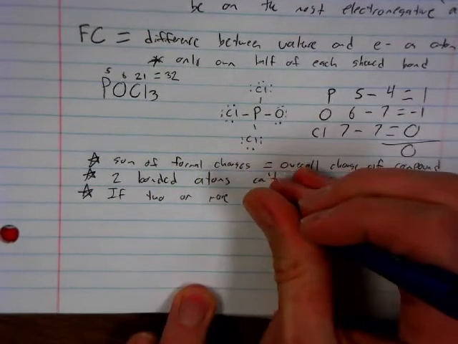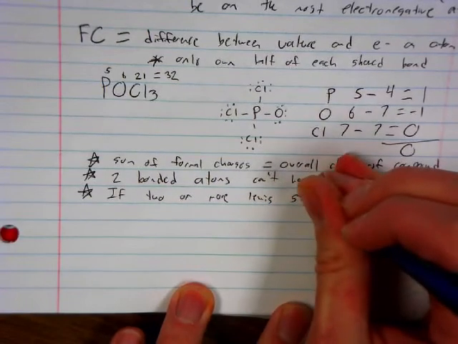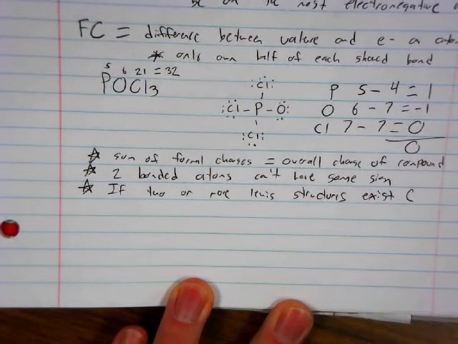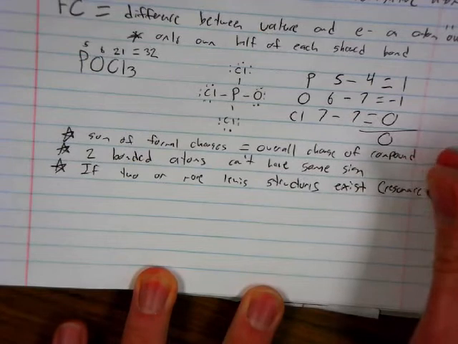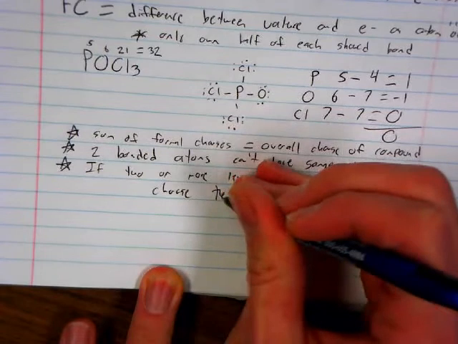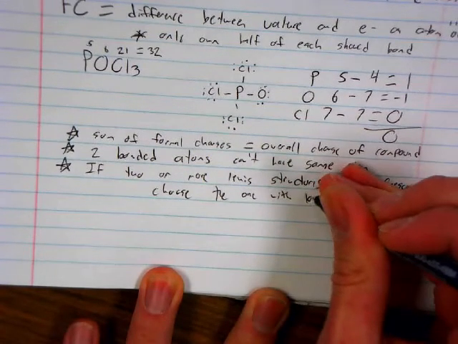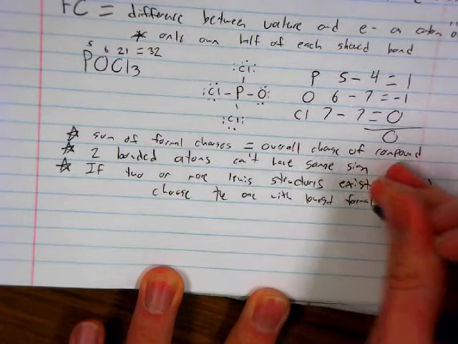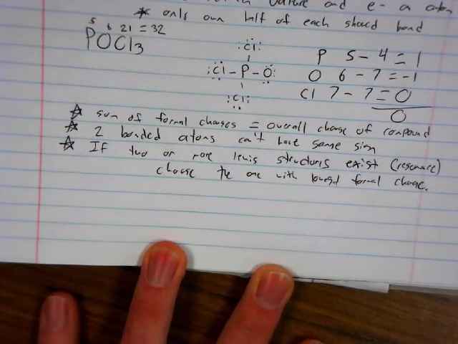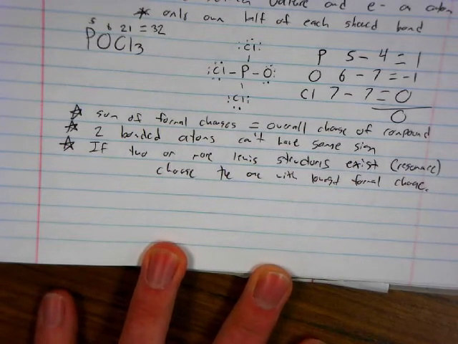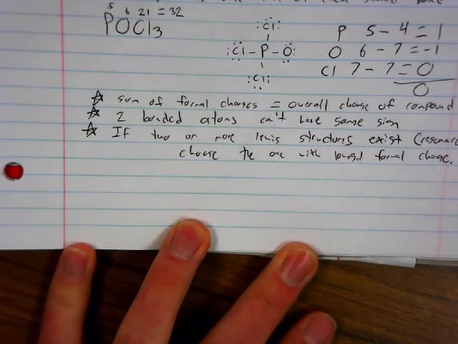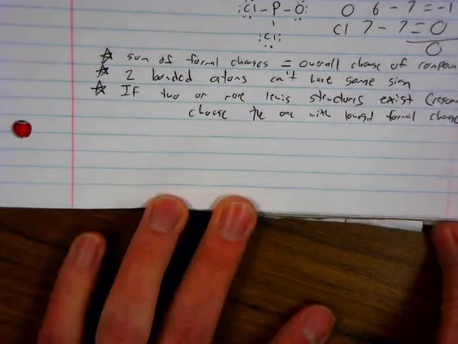Moving on. If two or more Lewis structures exist, that means there's what? Resonance. Yep. That means there's resonance. You're going to choose the one with the lowest formal charge. That was really bad handwriting. But that says, if 2 or more Lewis structures exist, there's resonance. Choose the one with the lowest formal charge.